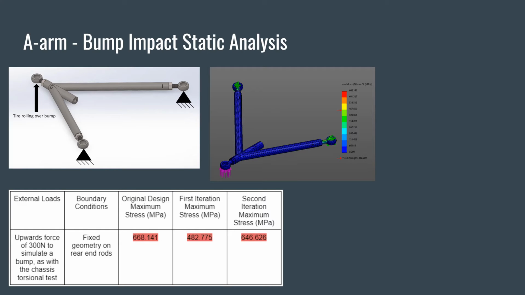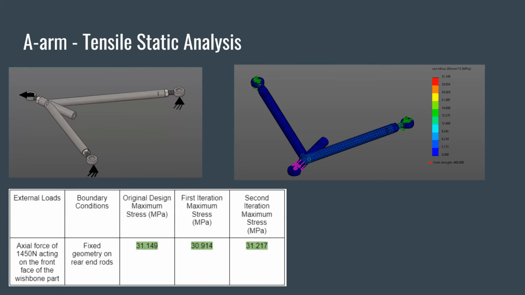under all three conditions. And here is the tensile analysis ran instead, where the first iteration once again improved the design over the original design. And while the second iteration also did not yield, it still did a bit worse than the original design.